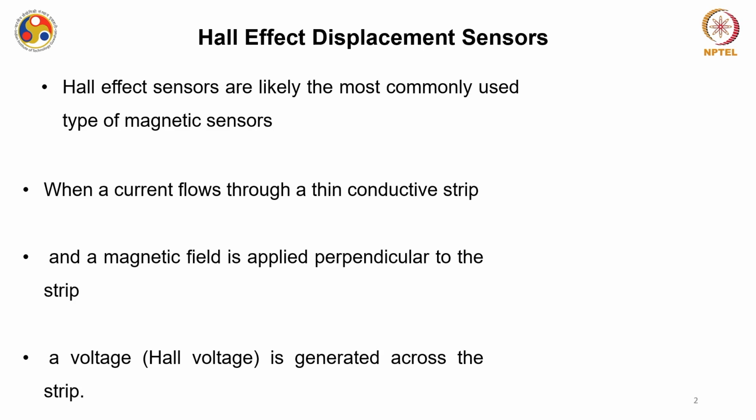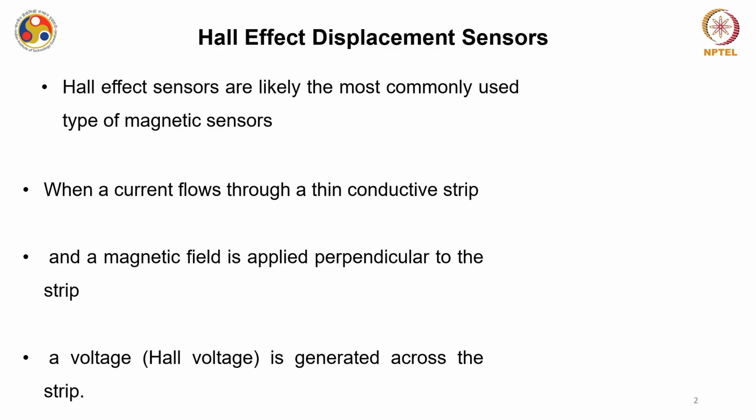So, this new kind of sensor is known as the Hall effect displacement sensor, and as the name suggests, this device is based on the Hall effect. All of us are aware of the Hall effect, what is Hall voltage and what is Hall resistance. So, what we will do is use those principles to develop a displacement sensor. Basically, Hall effect displacement sensors are the most commonly used magnetic displacement sensors. They are very popular for non-contact measurement of displacement.